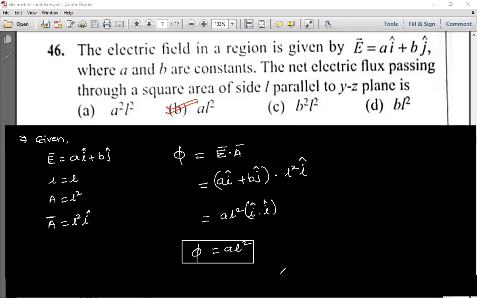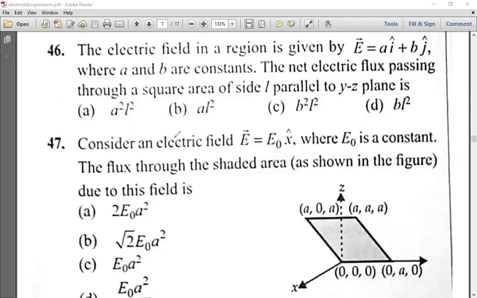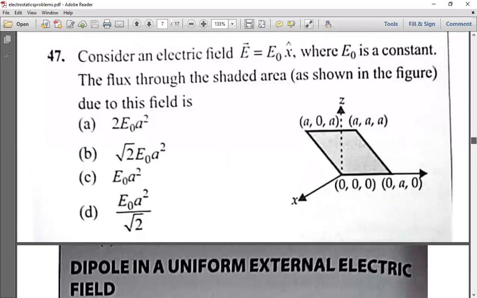Shall I go to the next page? Sir. Okay. Next one. Let's go to the next question. That is question number 47.